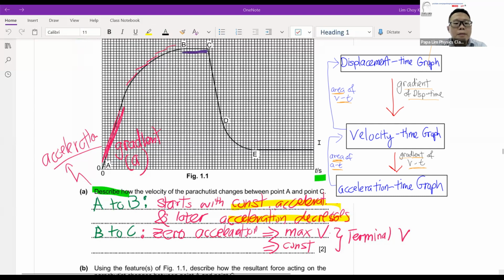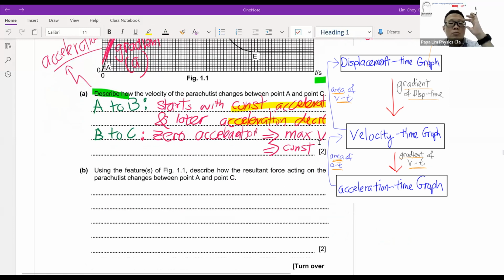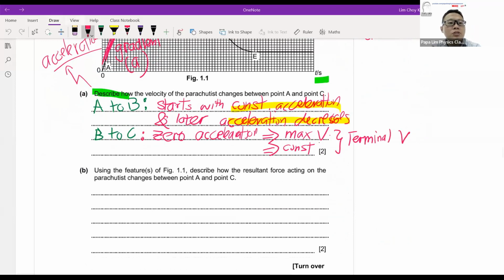Now, for part B, it has one additional constraint: the question says using a feature in figure 1.1. So what feature are we looking at? If I'm looking for acceleration, the feature I use on the graph is the gradient, the gradient of the velocity-time graph. From A to C, it has two sections: A to B, then followed by B to C.